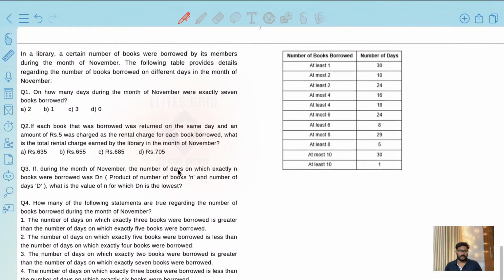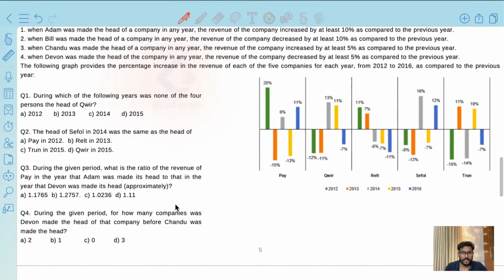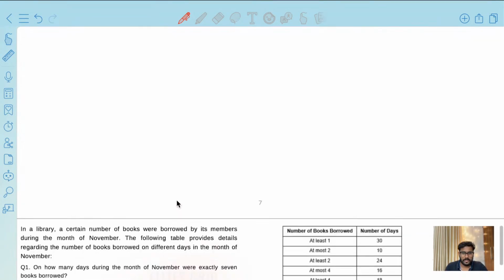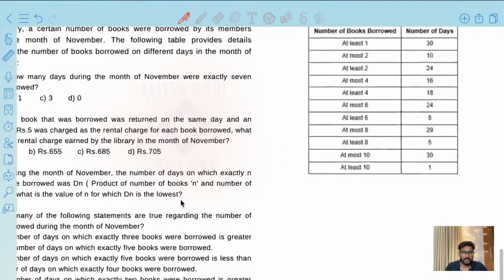Let's solve this DLR. The agenda is to solve two DLR sets. Okay, let's go with this one first.